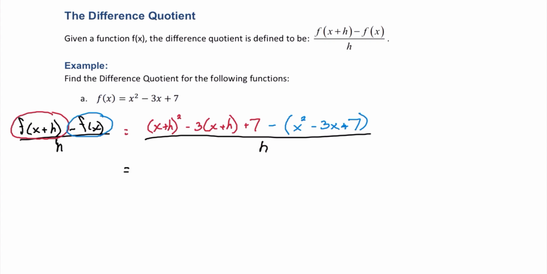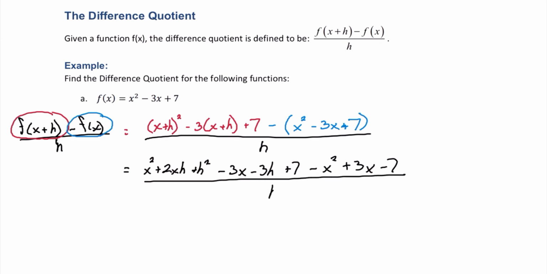Now simplifying this, we'll square the binomial: x squared plus 2xh plus h squared. Distribute the negative 3. Bring down the 7. And then distribute the negative sign. Keep in mind all of that is over h. Now we'll go through and see if any like terms combine. X squared and negative x squared add to 0. Negative 3x and plus 3x add to 0. 7 and minus 7 add to 0.